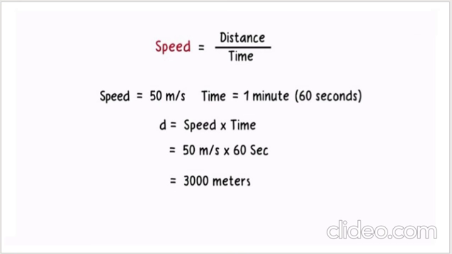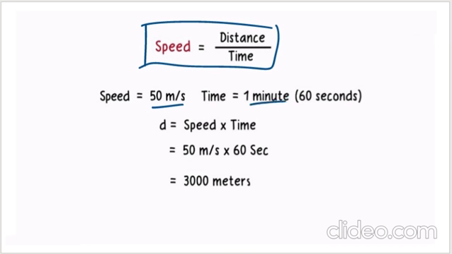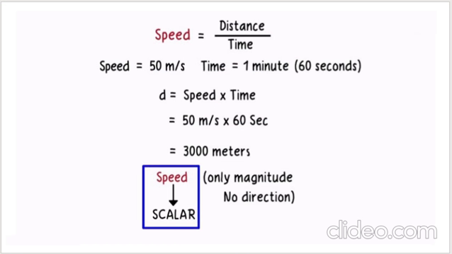Okay. Now, what about speed? You might have studied in your earlier standard that speed is equal to distance by time. Correct? If I say speed is 50 meters per second, time is 1 minute, what will be the distance? Distance is speed into time. So 50 into 60 is 3000 meters. So 3000 becomes my distance. Now remember that speed again is scalar because it just requires the magnitude, direction is not required in speed, so it is a scalar quantity.